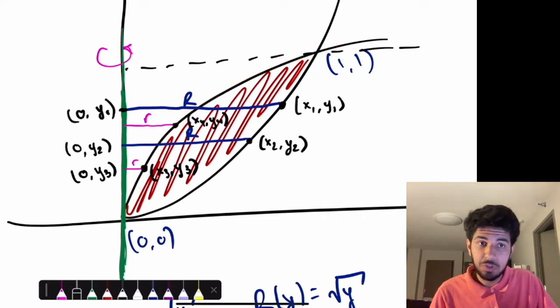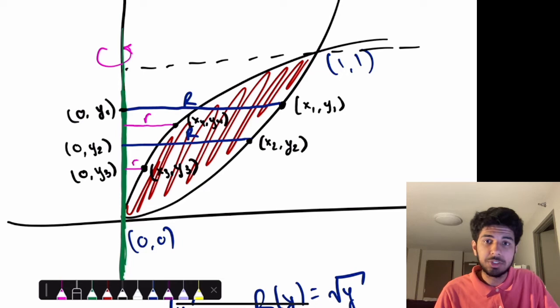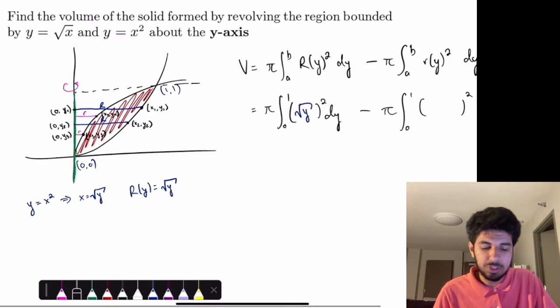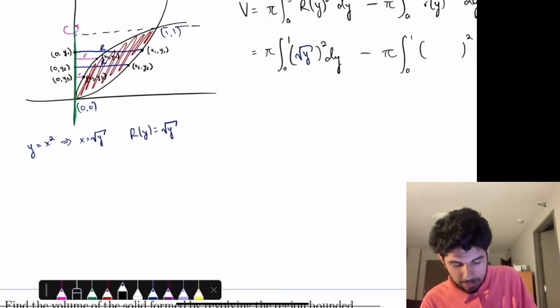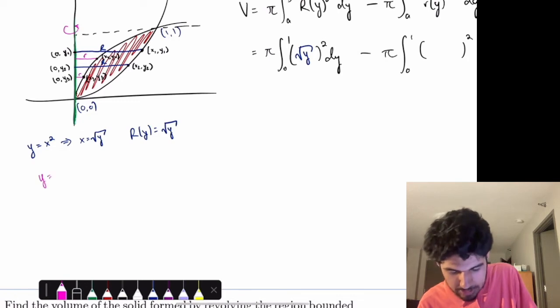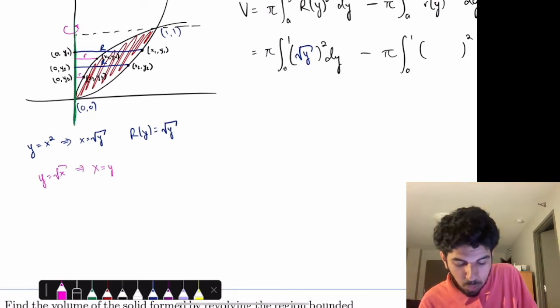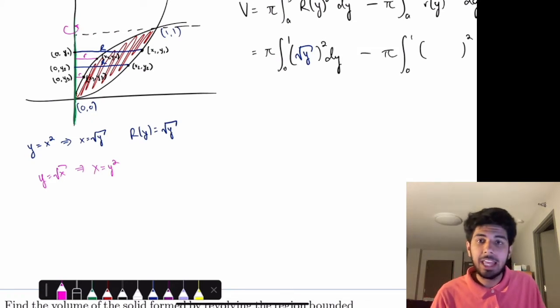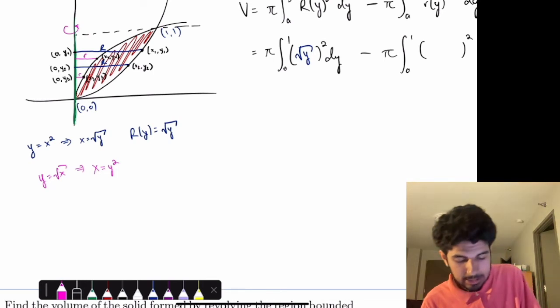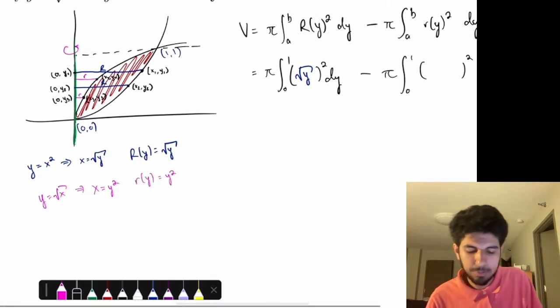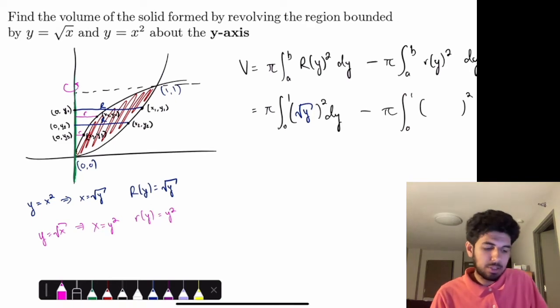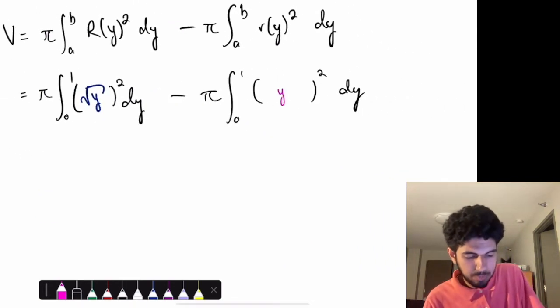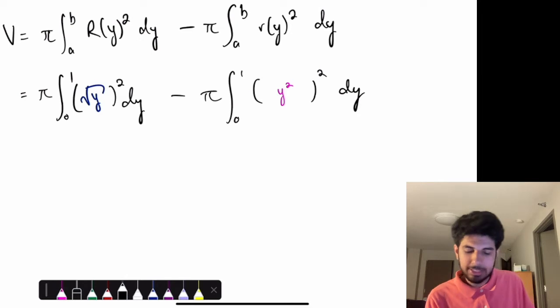So given a value of y, you could tell me what little r is just by finding that value of x. So if y equals the square root of x, then we can get x by squaring y. And if we can get x by squaring y, and if little r is equal to x, then little r of y is going to be equal to y squared. We can come back here, plug this in, and solve the integral.